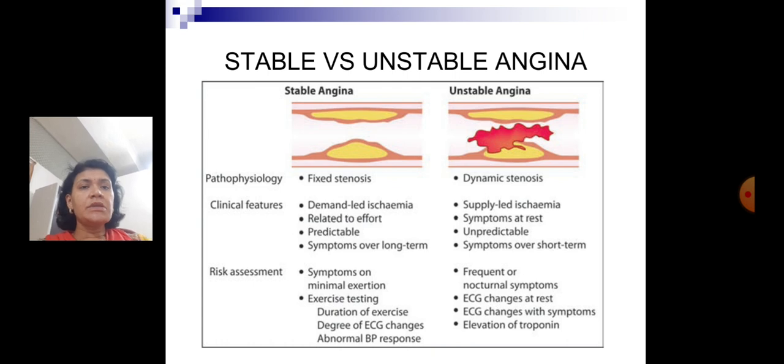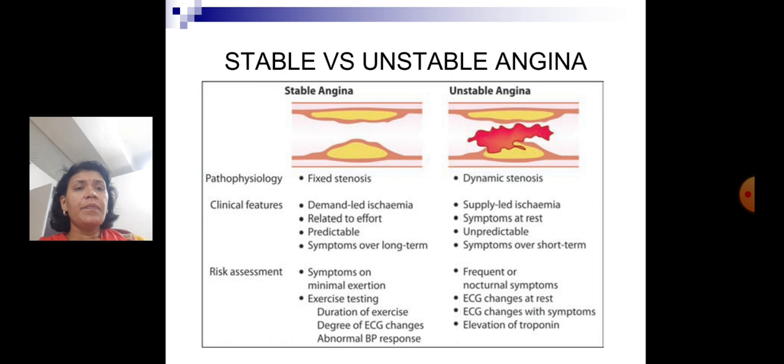So clinical features in stable angina, there is demand-led ischemia, that is the pain increases with stress and it is related to effort, and it is predictable, that the patient knows that this much workload, this much effort will lead to chest pain. Symptoms are long-term. While in unstable, the supply-led ischemia is there, suddenly the supply is impaired, so symptoms at rest also can be there. It is unpredictable and symptoms develop over short term.